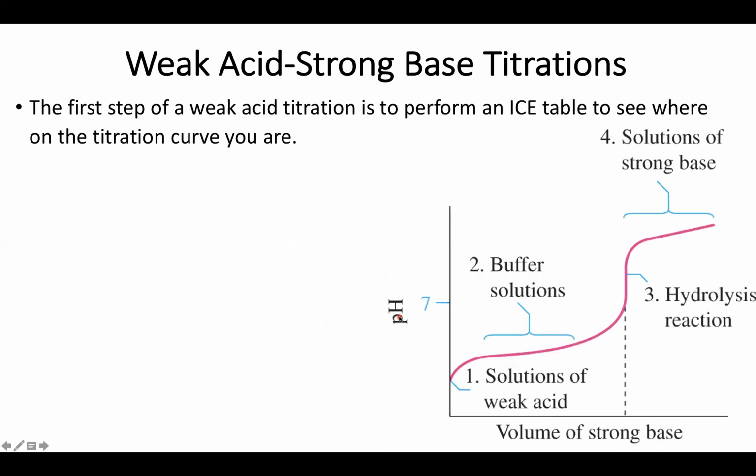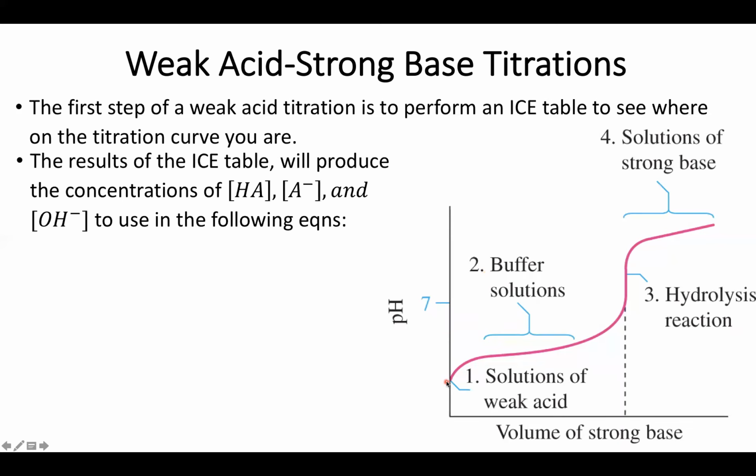So let's go ahead and recap. Whenever you're doing any sort of weak acid titration, the first step is always to use an ICE table to see where on the titration curve you are. Have you not added any base yet and you only have a weak acid? At which point, congratulations, it's going to be fairly easy to solve. You use your weak acid calculations and there you go.